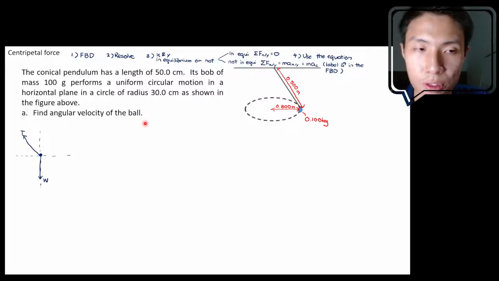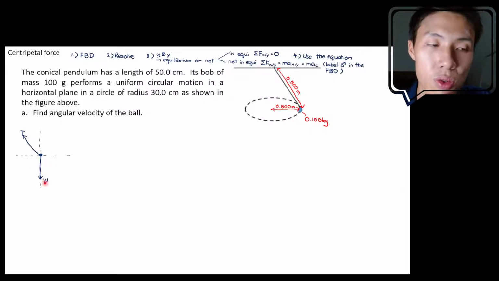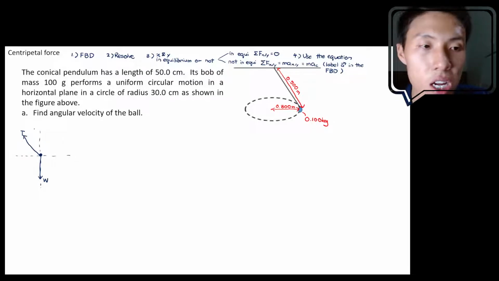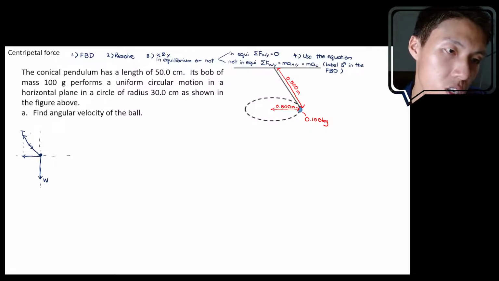Once you sketch your free body diagram, your next step will be to resolve it. Weight here is on the y-axis already, so you don't need to resolve. But the tension over here is at an angle, so you need to resolve it to its x and y axes. You're going to split it. So this will be your x component of tension, and this will be your y component of tension.